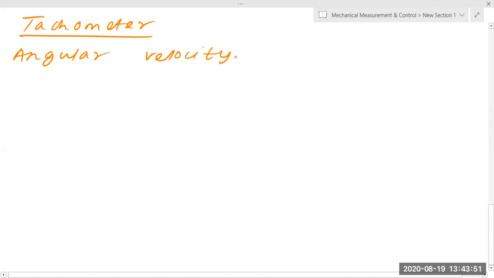Can anyone let me know what you mean by angular velocity? Yeah, measurement of rotation. Very nice. Or number of revolutions. Correct. What is the unit of angular velocity? Radian per second. Okay. Number of rotations, or you can even call it number of revolutions.